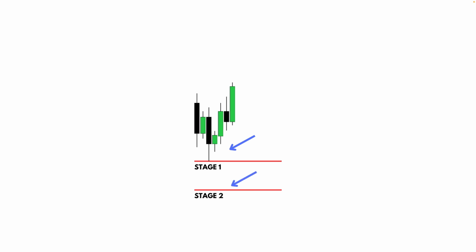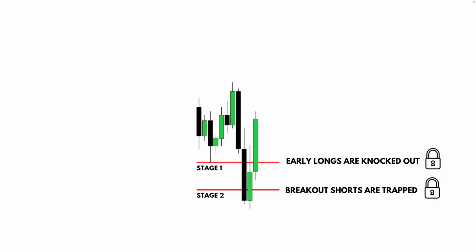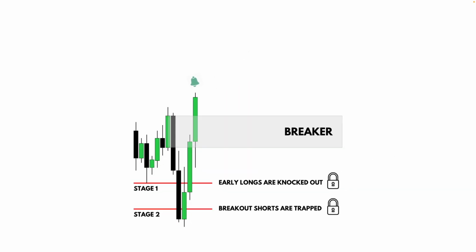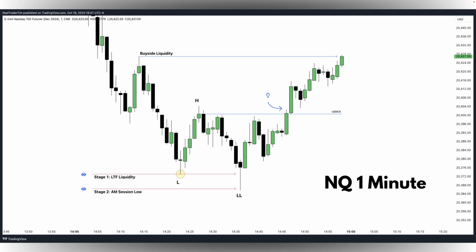Before our entry, we want to see both stages swept, knocking out early longs and trapping shorts playing a breakout trade. All we are waiting for now is a closure above our high probability breaker block, which is here. We can utilize this breaker as an entry method, feeling confident that our buy side target will be met. So let's take a look at some examples.